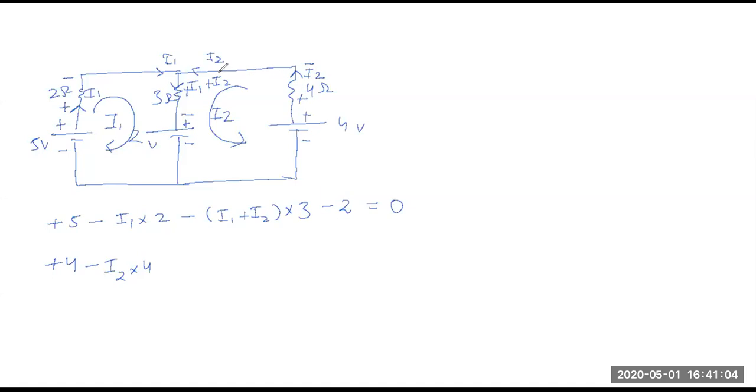Now while moving in anti-clockwise direction, now you have reached 3 ohms. Remember 3 ohm has a current of I1 plus the second one I2. And again, you are going from plus to minus if you are going in anti-clockwise sense. So minus (I1 plus I2) into 3. Then you reach the battery. You are moving in anti-clockwise direction. So that means you are going from plus to minus. So you can write it as minus 2 and this is equal to.